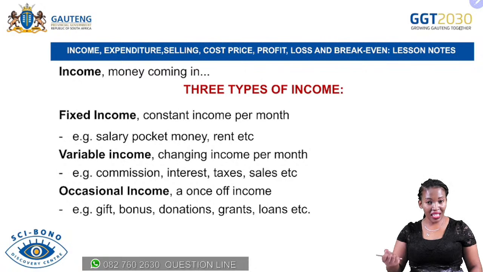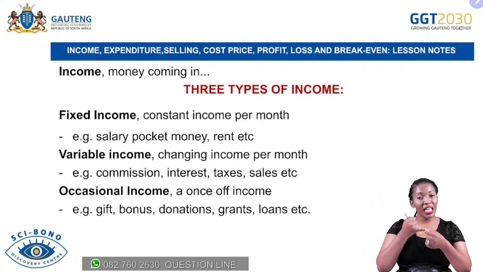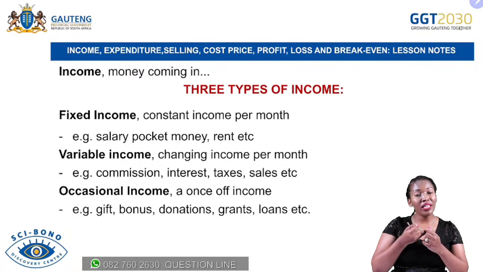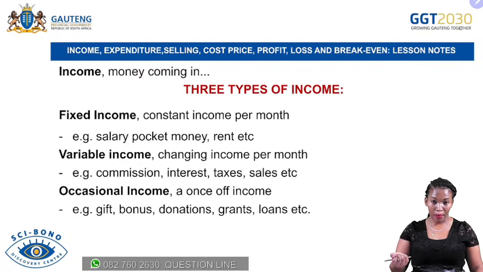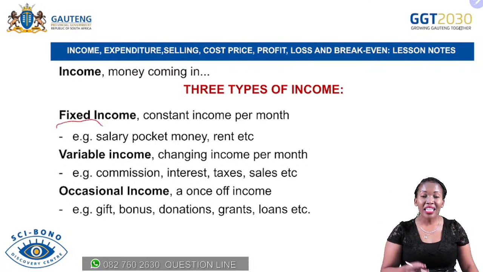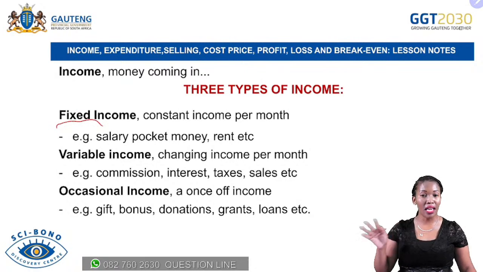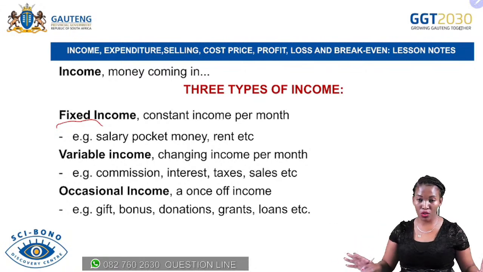And then under income, guys, we've got 3 types of incomes. We've got your fixed income, there is variable income, and lastly, there is occasional income. What is the difference between those three? Your fixed income, it is income that stays the same. It doesn't change. It is not affected by whatever is going on.